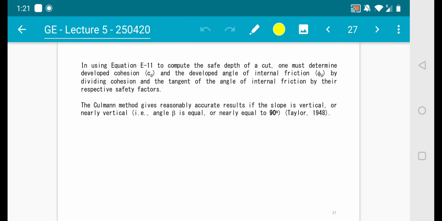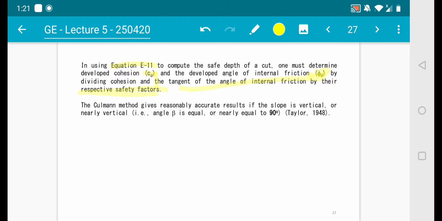In using equation E11 to compute the safe depth of a cut, one must determine the developed cohesion and the developed angle of internal friction by dividing the cohesion and the tangent of the angle of internal friction by their respective safety factors. If the safety factor is due to the cohesion, it refers to this. If the safety factor is due to the internal friction, it is equal to this.